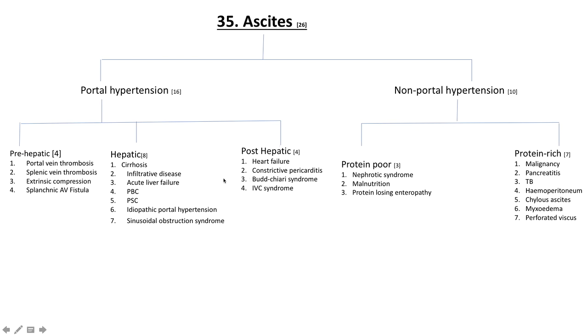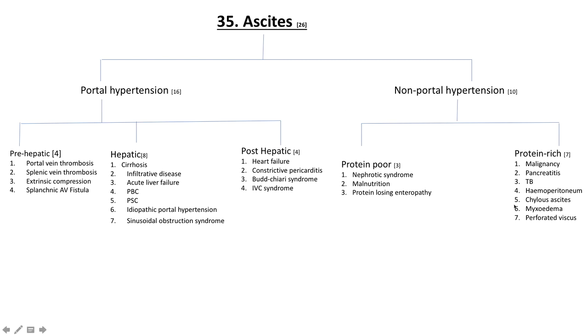And the big clue to constrictive pericarditis is the fact that we usually have ascites, which is out of keeping with peripheral edema. Okay, Budd-Chiari syndrome, which is essentially hepatic vein thrombosis, and inferior vena cava syndrome. All right, then going over to the scenario where your SAG is below 11, then we speak about non-portal hypertension, which is further stratified into protein rich and protein poor.